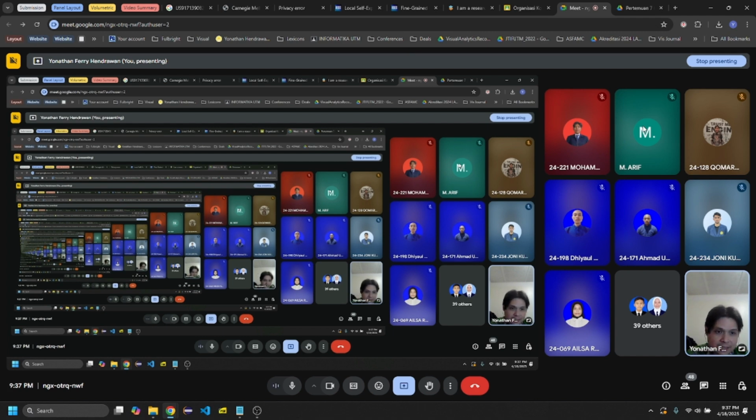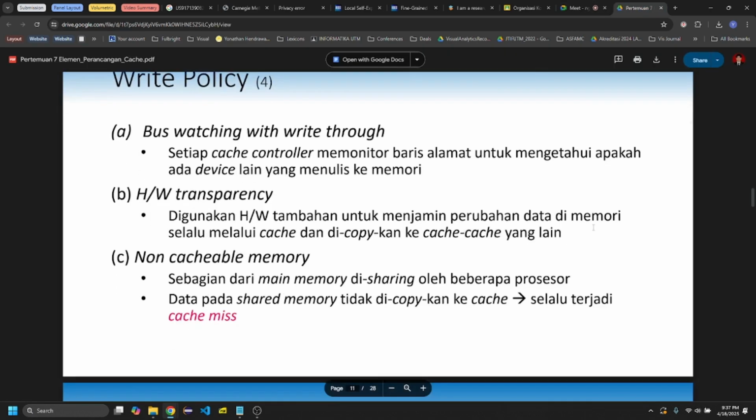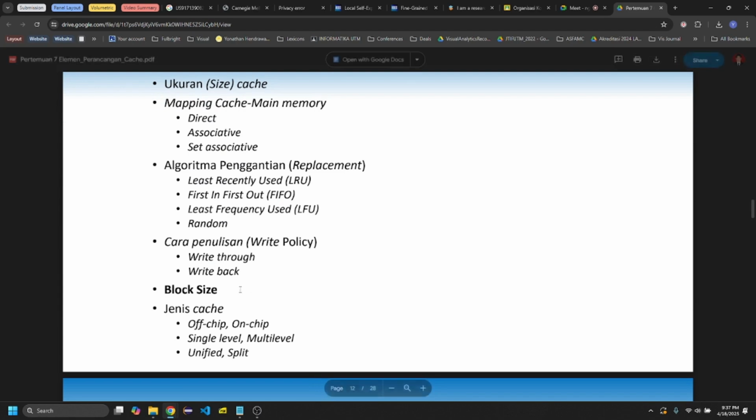Ada pertanyaan kah? Is there any question so far? Okay. Next. Going on to the next topic, block size.